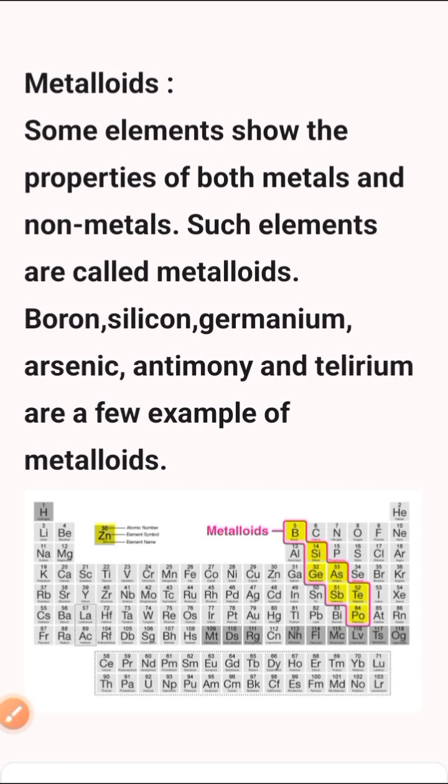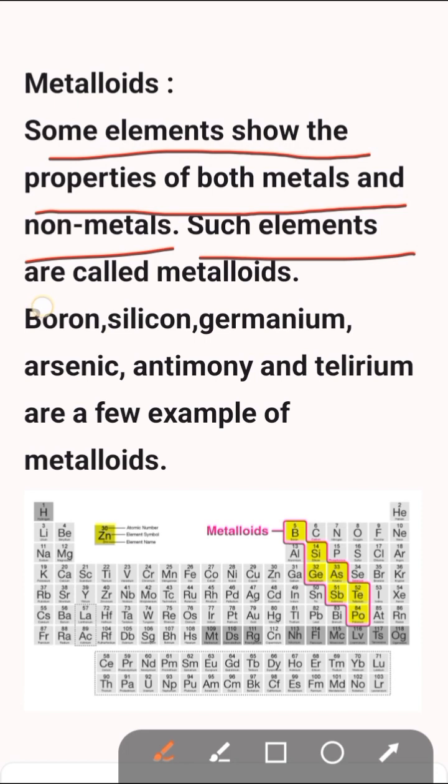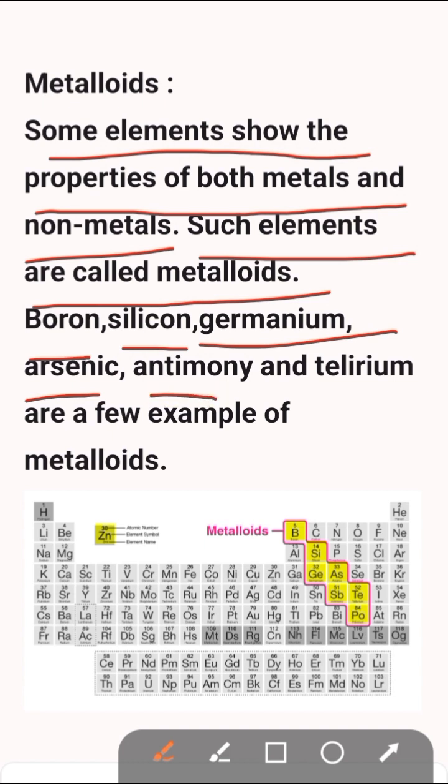now metalloids. Some elements show the property of both metals and non-metals. Such elements are called metalloid. Boron, silicon, germanium, arsenic, antimony, and tellurium are the few examples of metalloid. Show the yellow color box in the periodic table, that is B boron, Si silicon, germanium, arsenic, antimony is the metalloid. Okay.